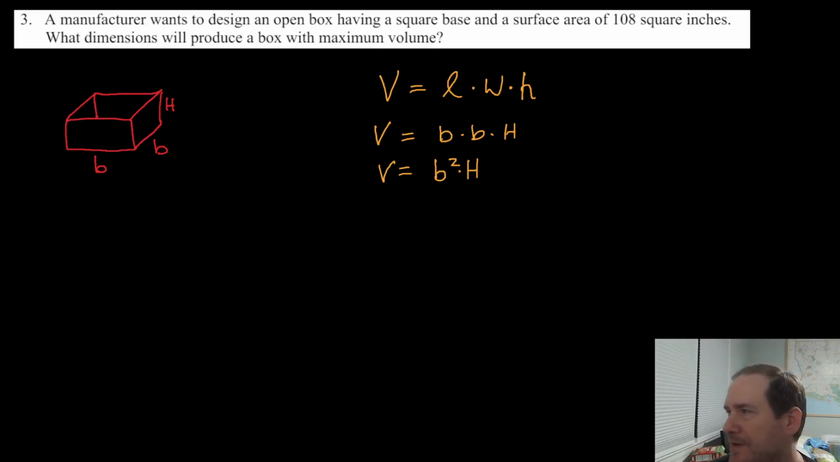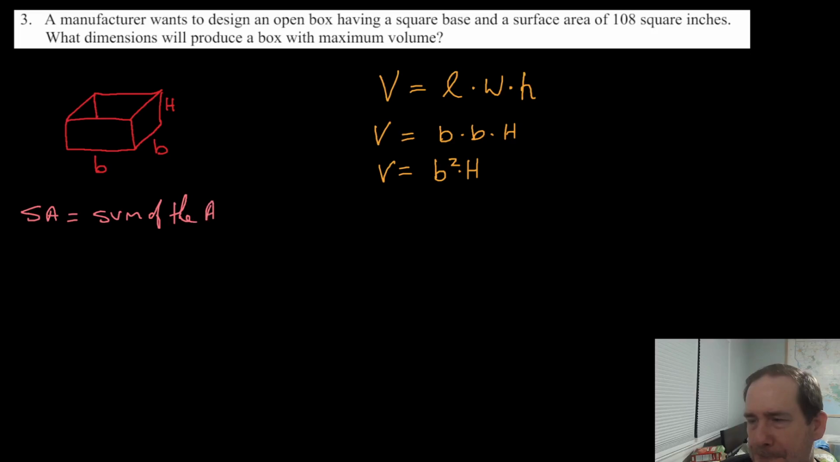So what we need is a constraint equation, and that's where this information about the surface area being 108 square inches comes in, because surface area is always going to be the sum of the areas of all faces.